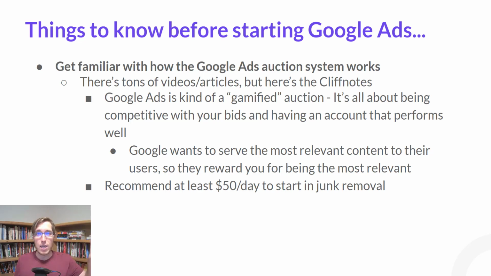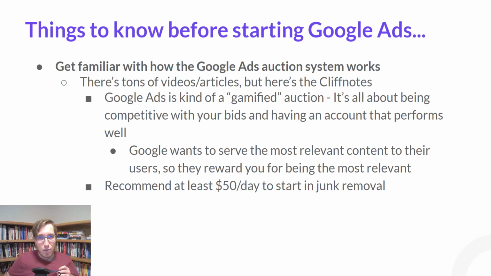So let's say business A is bidding $10, they're willing to pay $10 for a click. Business B is willing to pay $8 for a click. But if business B's ads and campaigns and everything perform better than business A, Google is going to look at that and say, okay, we're actually going to rank business B above business A even if they're bidding less, because their account performs better, the stuff is more relevant. So you get rewarded for having an account that performs better, and we'll get into all that as we go.